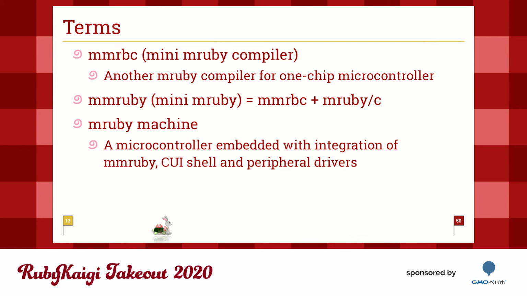There are very new words on this page. mmrbc is the key product of today. It means mini mruby compiler. Then I call the combination of mmrbc and mruby/c mmruby. mruby machine is the title of this talk, whose technical stack is illustrated on the next page.